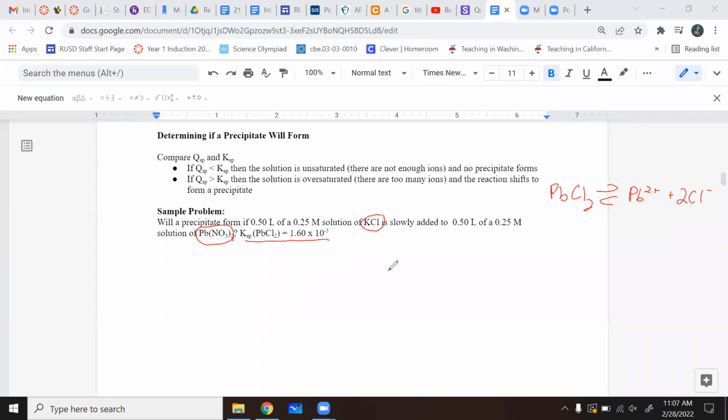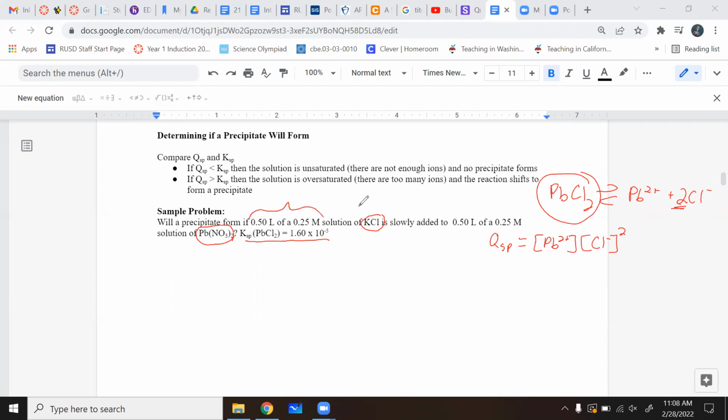Next, to know anything about what's going on, I have to create a QSP expression and compare that to my given KSP, right? So I know that my QSP should be equal to products over reactants, except this is a solid, so just our product concentration. So our Pb2 plus times our Cl minus concentration raised to the second power because of that coefficient right there. So that's what I'm shooting for. Ultimately, I need to know what my Pb2 plus and my Cl minus concentration are.